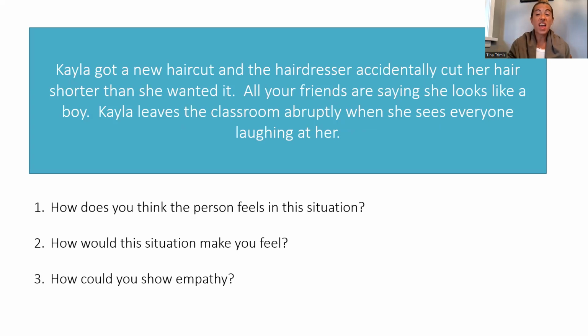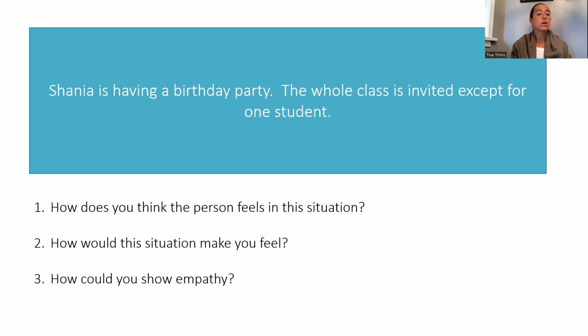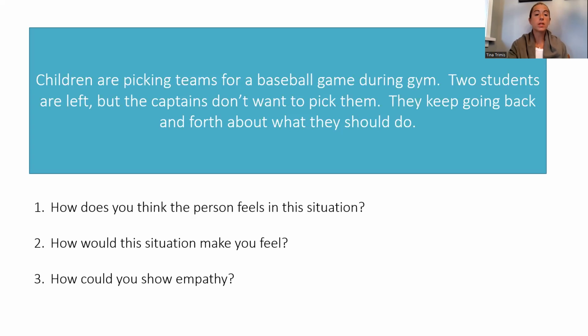Kayla got a new haircut, and the hairdresser accidentally cut her hair shorter than she wanted. All of your friends are saying she looks like a boy. Kayla leaves the classroom abruptly when she sees everyone laughing at her. Again, they answer these 3 questions. Shania is having a birthday party. The whole class is invited except for 1 student. Okay, go through these questions. Next. Children are picking teams for a baseball game during gym. 2 students are left, but the captains don't want to pick them. They keep going back and forth about what they should do. These 3 questions.